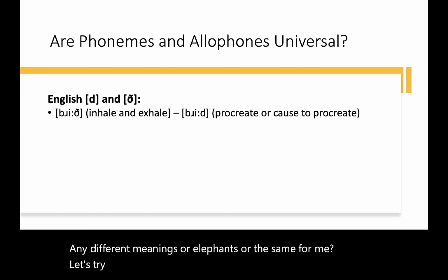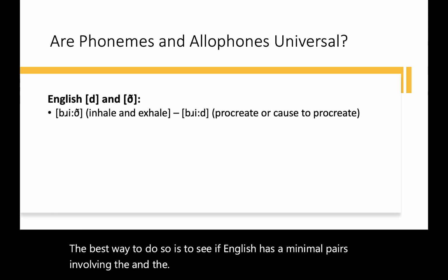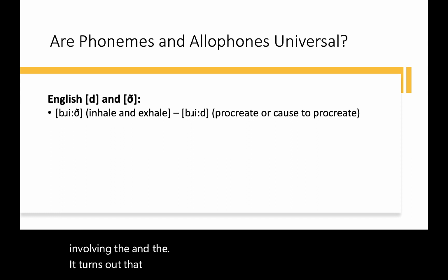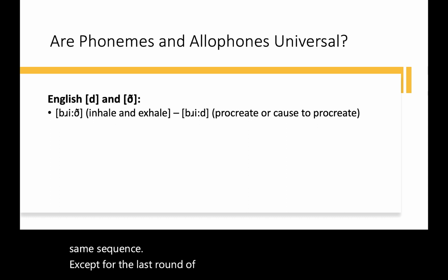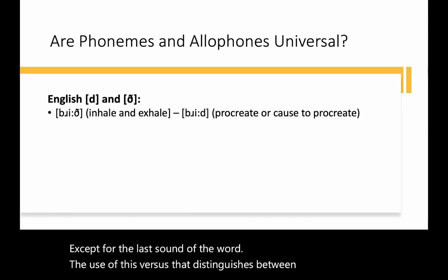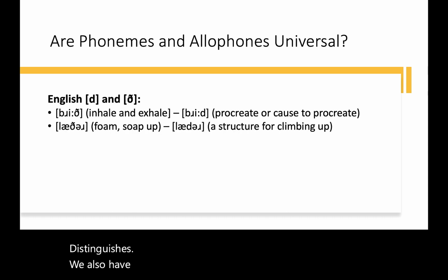Let's start by looking at whether they occur in overlapping or non-overlapping environments. The best way to do so is to see if English has any minimal pairs involving d and th. It turns out that we do. The verb breathe and the verb breed have the exact same number of the exact same sounds in the exact same sequence, except for the last sound of the word. The use of th versus d distinguishes between two words: breathe, inhale and exhale, and breed, procreate or cause to procreate.